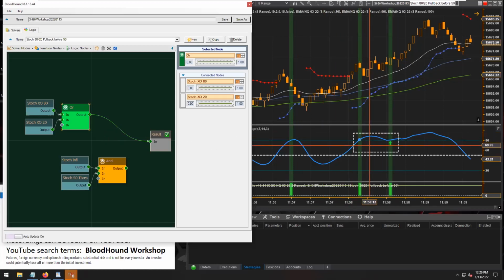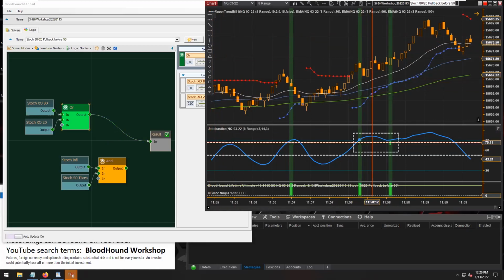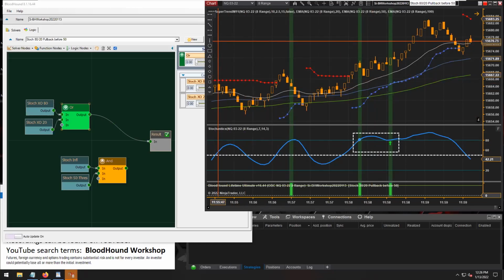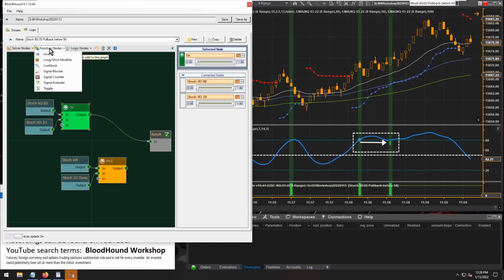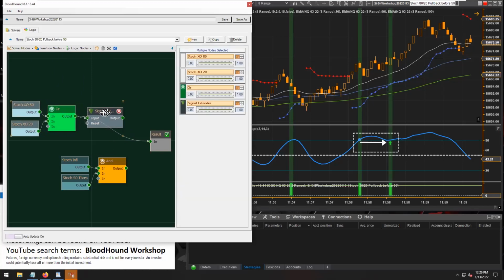So we need to take this crossover. Oh, wrong one. I want the arrow. There we go. So we need to take this crossover signal and extend it forward to where the pullback ends and reverses back up. So to do that, we're going to use a signal extender.